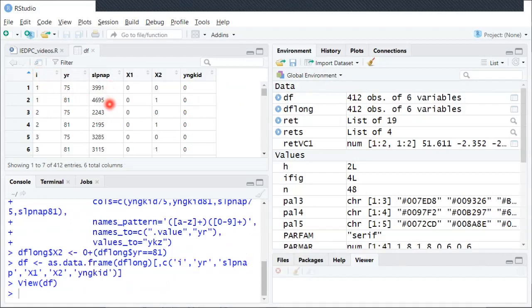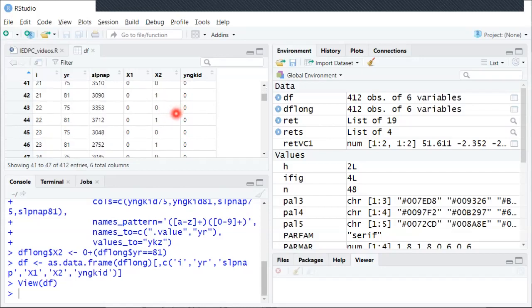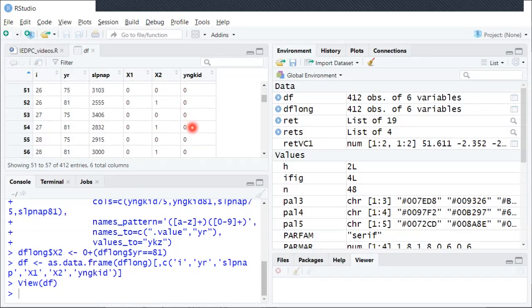You can see that particular individual happened to sleep a lot more in 1981 than 1975. This X1 is set to zero in both cases because individual one never has young children. X2 is set to one in 1981 and zero in 1975. Now if we scroll down a little bit, we can find somebody somewhere.